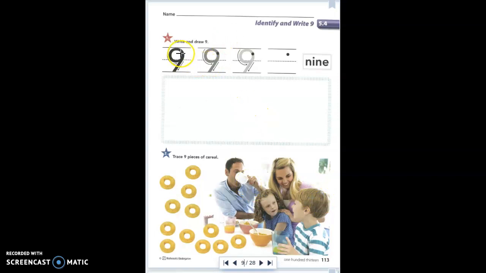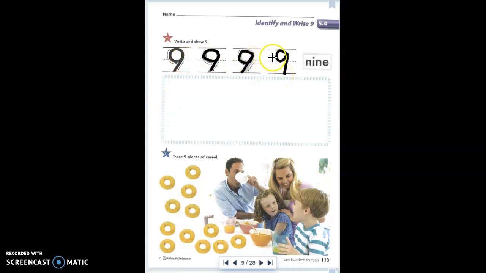We're going to begin by looking at how to write the number 9. The number 9 is kind of number 6 flipped upside down. So we start right here, circle around, and then we come down and make a stick. Circle around and make a stick. Go ahead and make a 9 on your own.